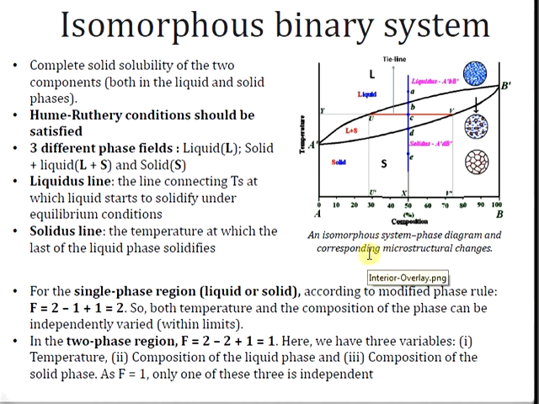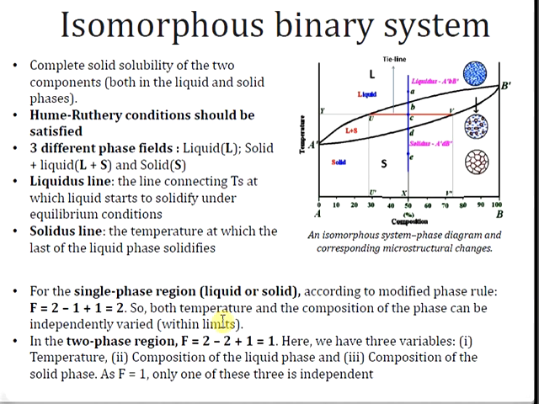Now we can consider what the equilibrium conditions are, as well as the degrees of freedom in the single phase region as well as in the two phase region. For the single phase region, it can be liquid or solid. According to the phase rule, this is the modified phase rule because the pressure is fixed. We fix the pressure so that the phase rule is F equals C minus P plus 1. Since there is only a single phase, this will be 2.